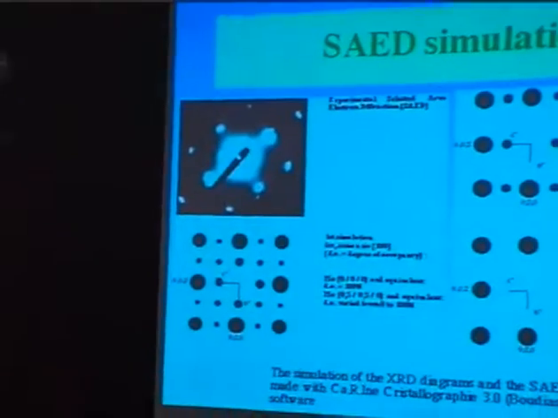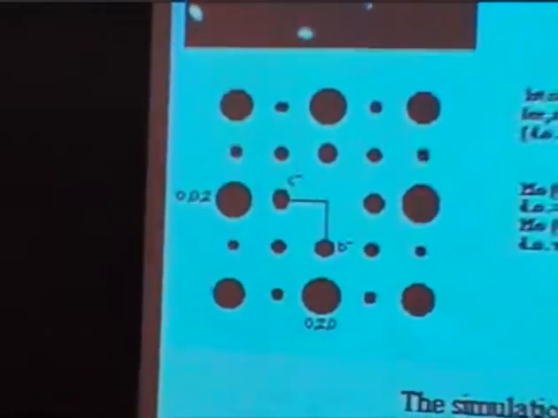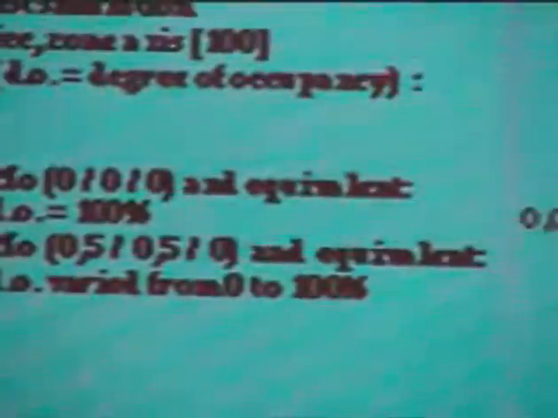Well, we did not do only the XRD simulation. The simulations were made with Carine Crystallography 3.0, made by Boudias and Monceau. They are people from the University of, and I think it's free on the web, this thing. Now, I'm not sure.